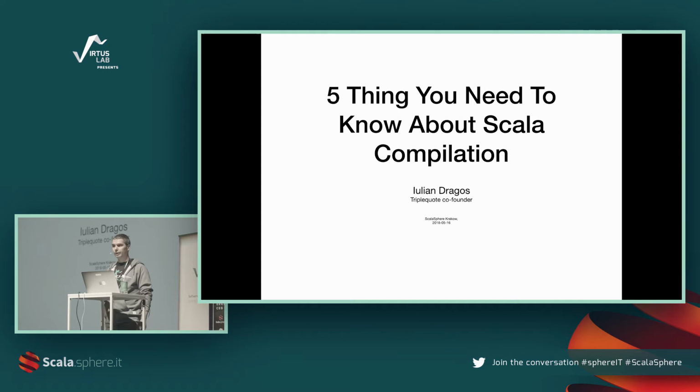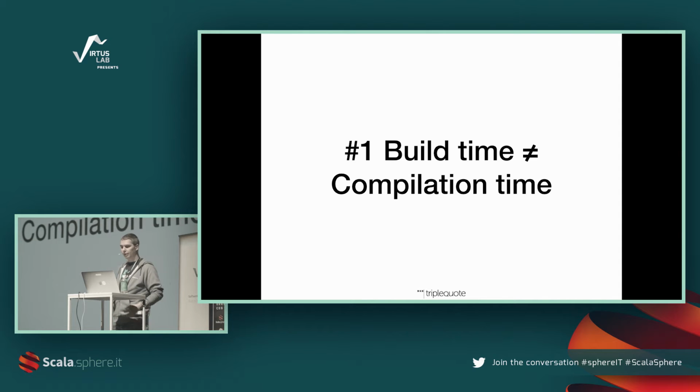In this talk, though, I'm going to talk a little bit more about some things that are maybe less known but still interesting when you use the Scala compiler every day. So the number one thing, which is obvious, is that when we talk about compilation time, often we mean build time. And the difference is quite stark. Scalac is indeed slower than Java, but our whole toolchain, when you start building a project, adds to that.